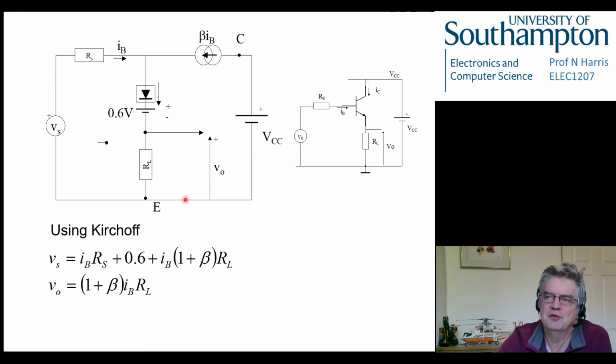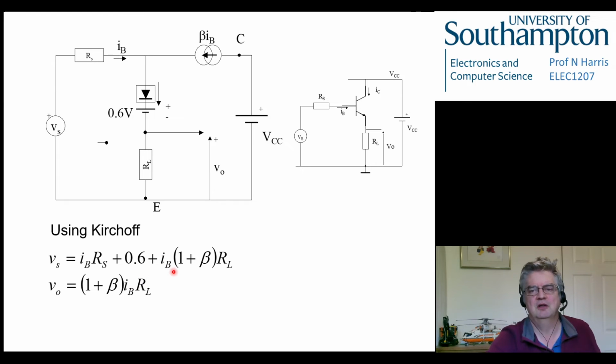We don't need to go much further than that because we've got enough information now to get V out. V out is equal to (1 plus beta) IB, which is just the current through this resistor, multiplied by RL, which is the value of that resistance. And now we've got the same as before. We've got two equations. We've got an IB in both, and we can make a substitution. We can rearrange to get IB, make a substitution, and that will give us a relationship between Vs and V out.